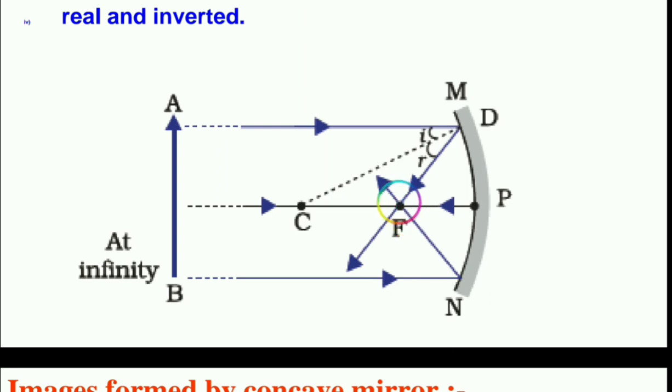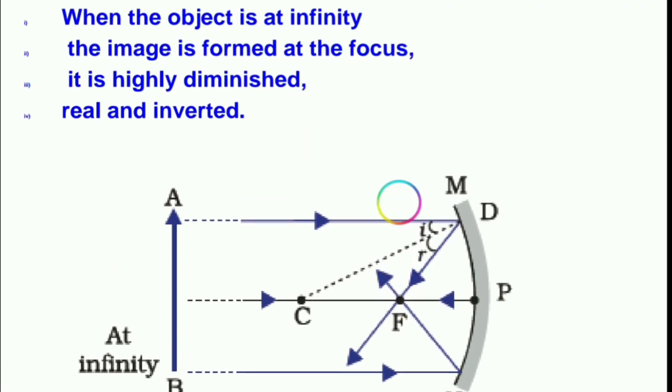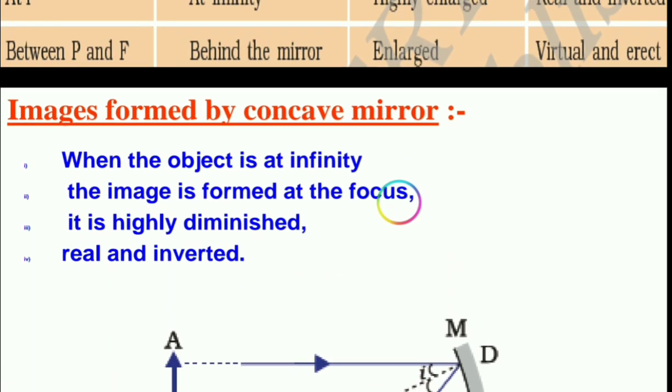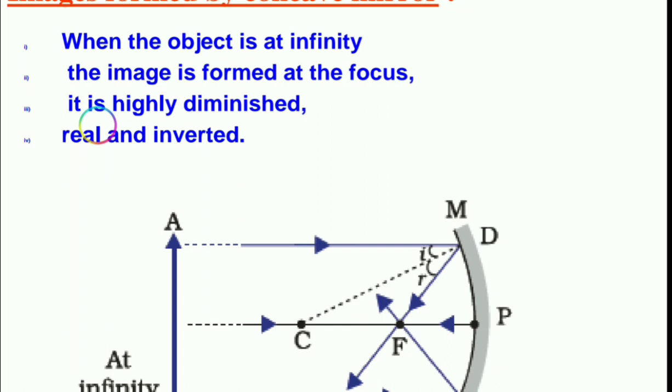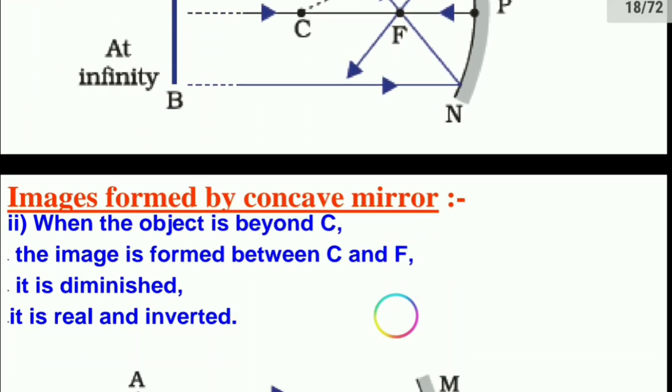Remember, for any image we need at least two rays, and all the rays will follow all the rules of your spherical mirror. So hence what we get at the end: the image is formed at focus, it is highly diminished, real and inverted. Because it is in front of the mirror, it is real and inverted.